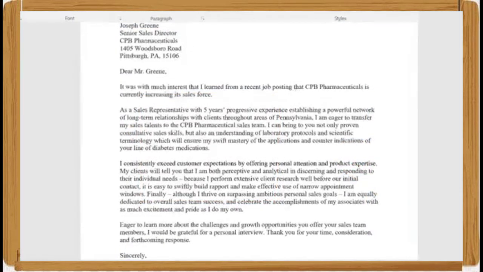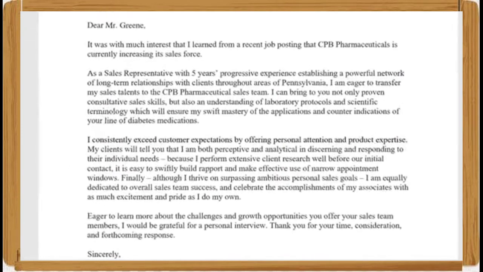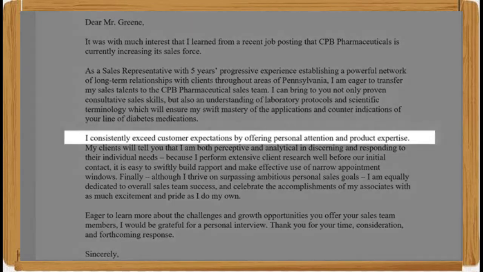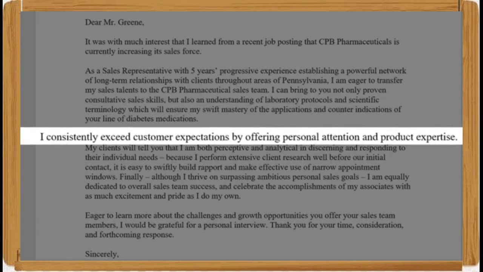Practicing good writing techniques is another important part of crafting a well-written cover letter. Use active verbs in the present tense. For example, I consistently exceed customer expectations by offering personal attention and product expertise.